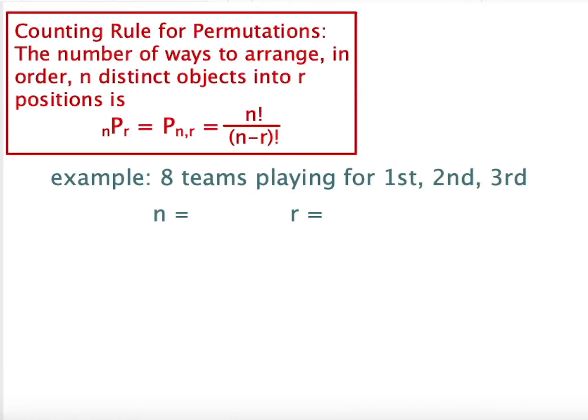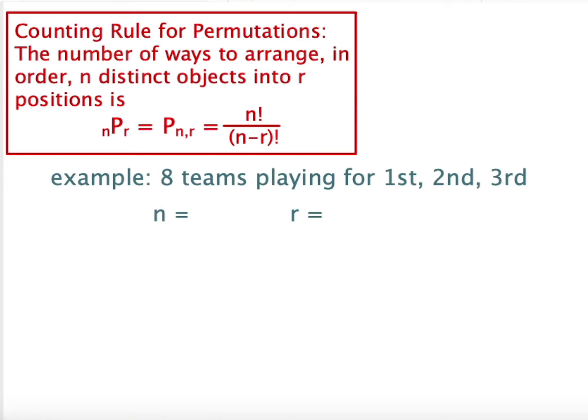There's a formula for using permutations. Again, permutations, the number of ways to arrange in order n distinct objects into r positions. You'll often see that denoted nPr, or sometimes P sub n comma r. The calculation goes n factorial over n minus r factorial. That seems complicated, so let's do an example.